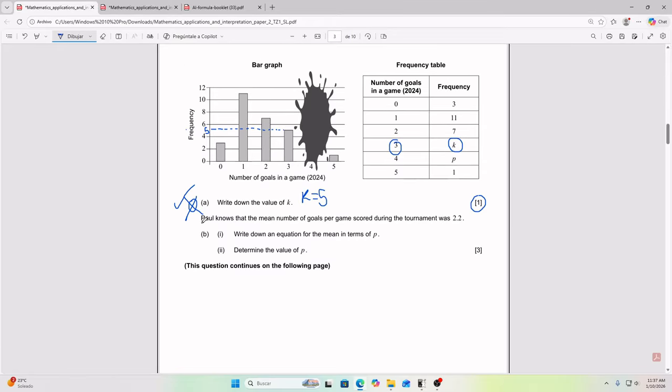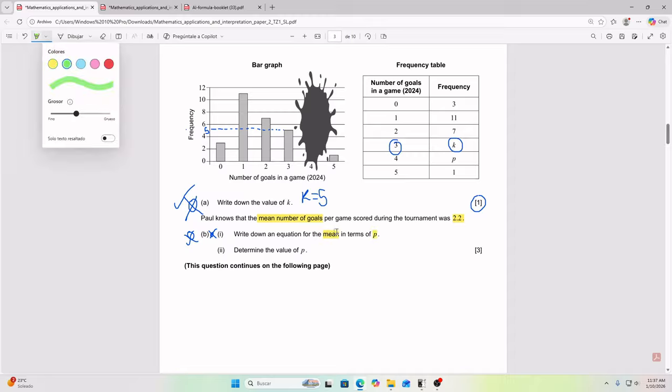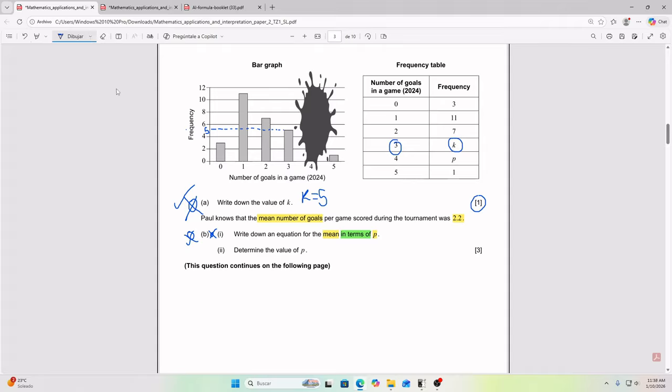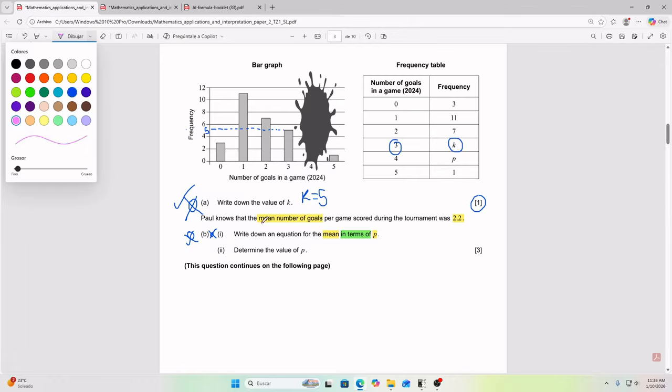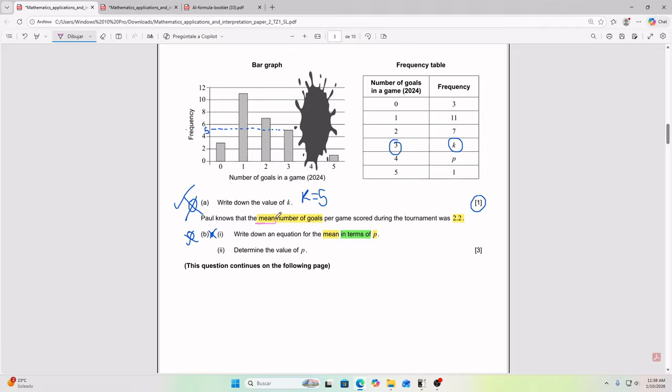Our good old friend Paulie knows that the mean number of goals per game scored during the tournament was 2.2. And through this, part B(i) is telling us to write down an equation for the mean in terms of p. So there's a lot of stuff going around here. The first thing we need to establish is what the heck does mean even mean? We will associate it to something like average.